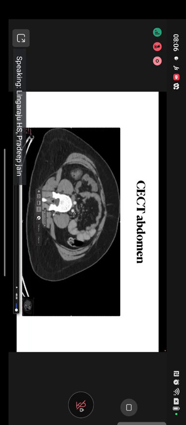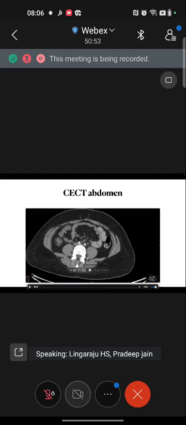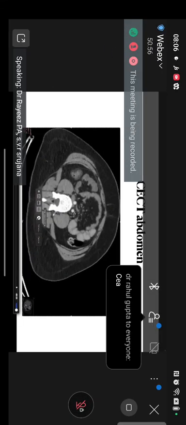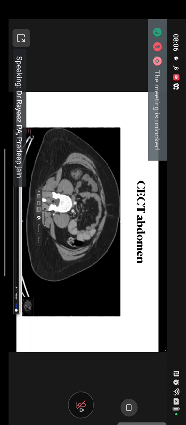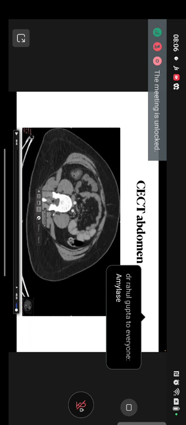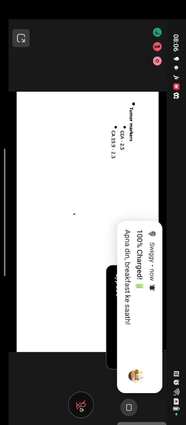And CA19-9 and the tumor markers. All four markers. CEA and CA19-9. See, anything else you'd like to get done? CEA was 2.5 and CA19-9 was 2.3. So how will you proceed now?